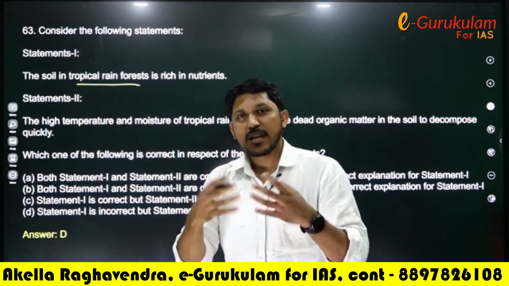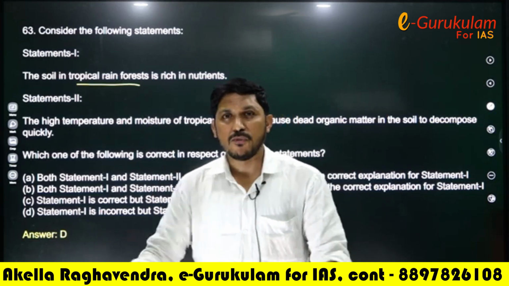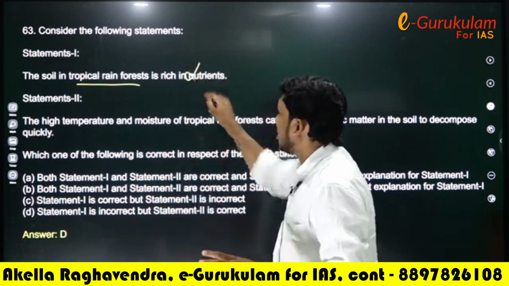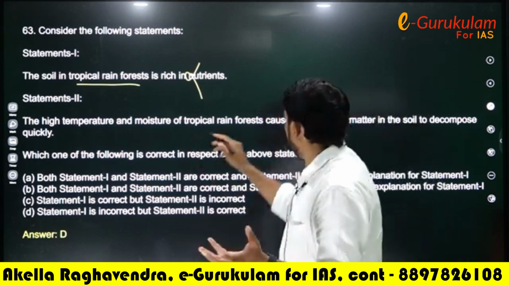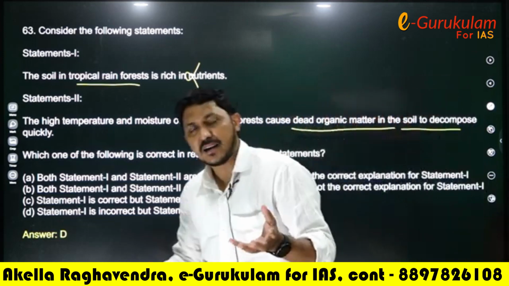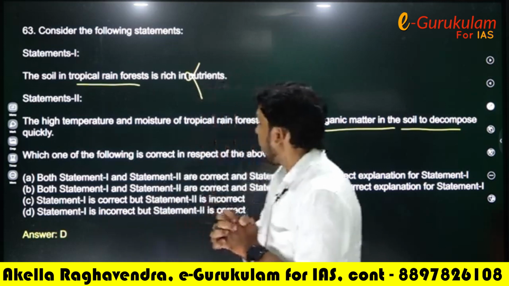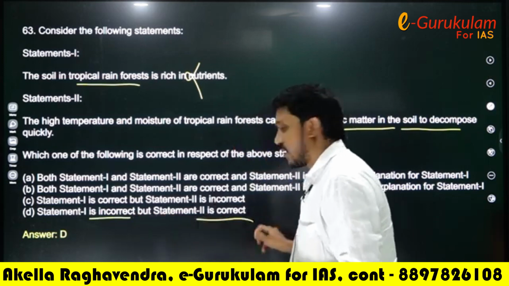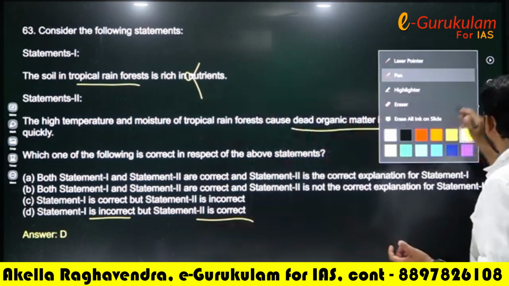This is somewhat of a geography-environment question. Tropical rainforests always have rainfall throughout the year, daily. When daily rainfall is happening, the top soil is always leaching away. It is not rich in nutrients. Not rich in nutrients, wrong. High temperature and moisture, yes, it is warm, causes dead organic matter to decompose. Yes, in warm conditions, very ideal conditions for the decomposers to decompose the leaf litter and other organisms. So statement 2 is right here, 1 is wrong. So what is the right answer? 1 is incorrect and 2 is correct. So very easy question. Answer D is the right option here.